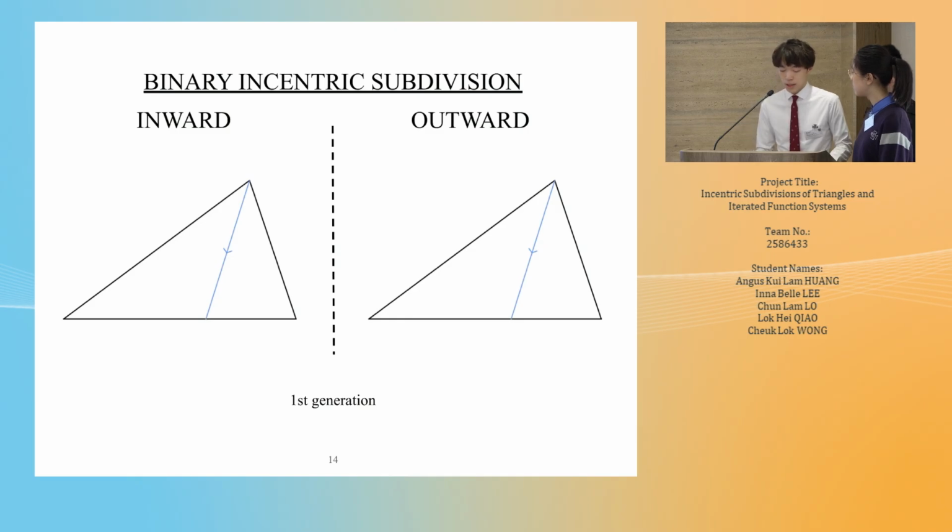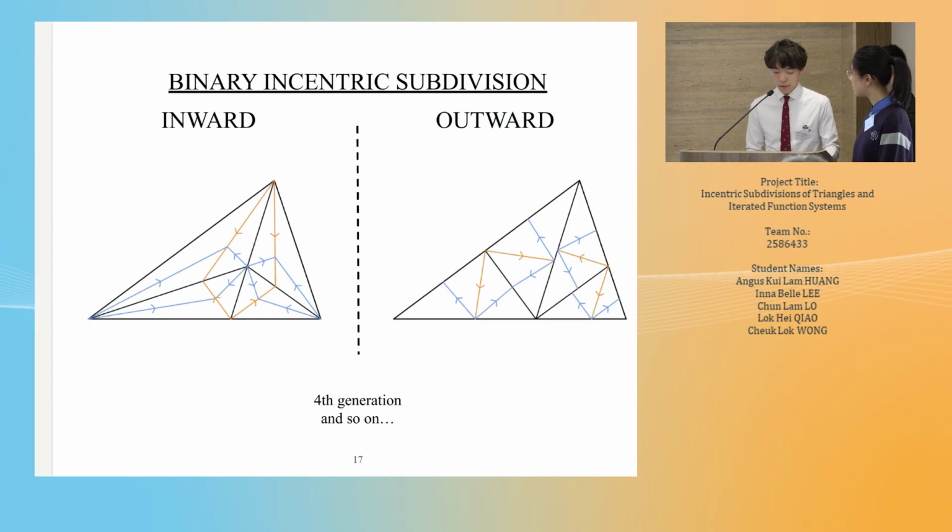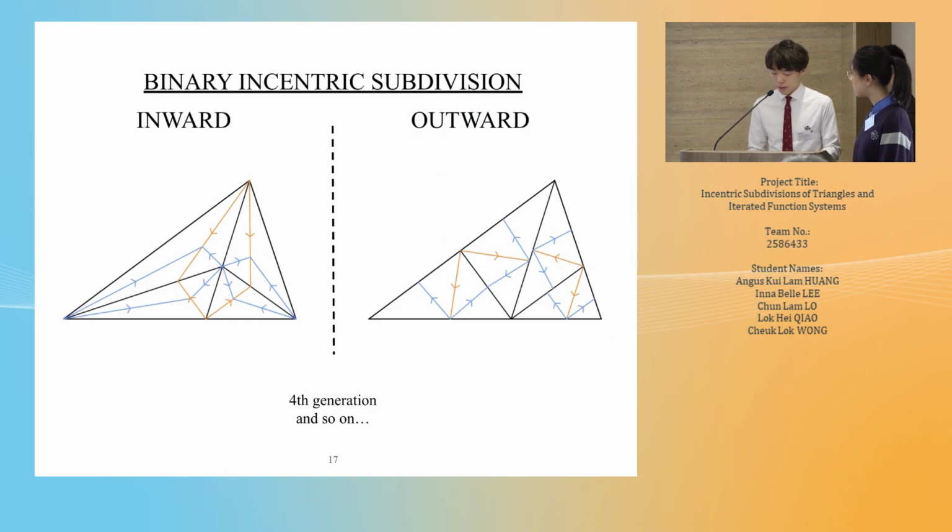Both begin by cutting a triangle into 2 daughters with an angle bisector, but will continue differently after the second cut. In the inward binary case, the new angle bisectors cut into the previous angle bisector, while in the outward binary case, the new angle bisectors come out of the vertex produced by the previous cut. Here are the third cuts, and the fourth cuts, and so on.